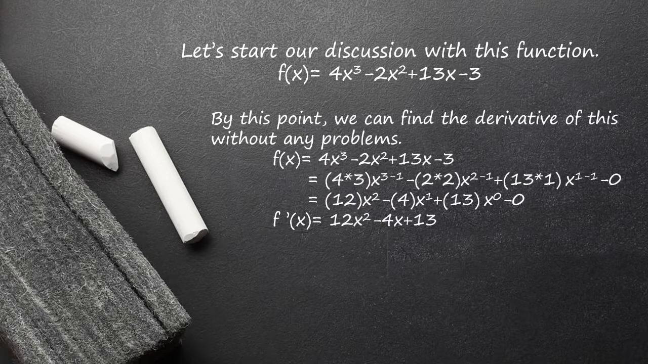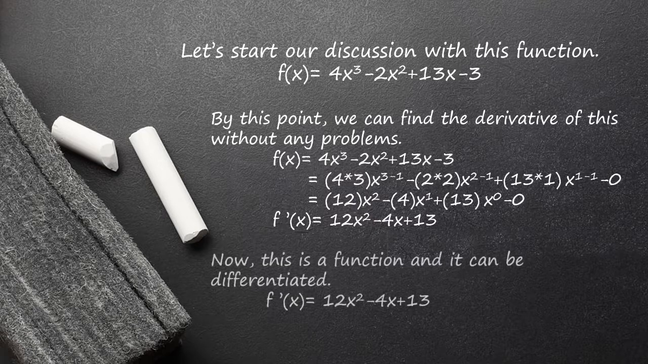Since 3 is a constant, and according to the constant rule, the derivative of every constant is always equal to 0. So 3 becomes 0. So 12x squared minus 4x raised to 1 plus 13x raised to 0 minus 0. So f prime of x is equal to 12x squared minus 4x plus 13. Now, this is a function that can be differentiated again. f prime of x is equal to 12x squared minus 4x plus 13.